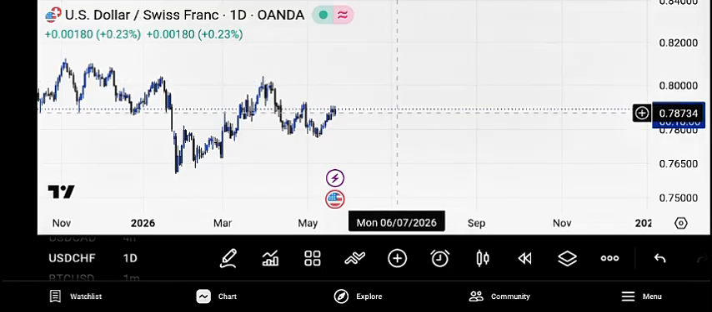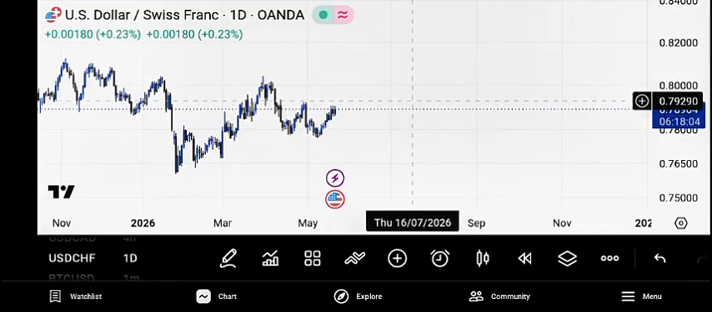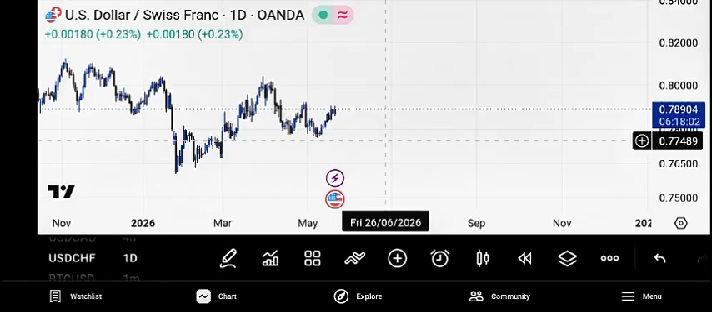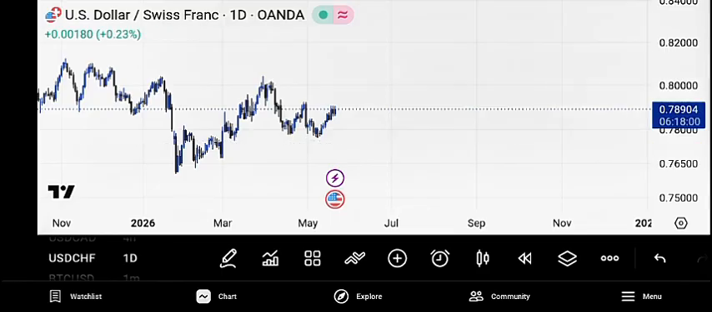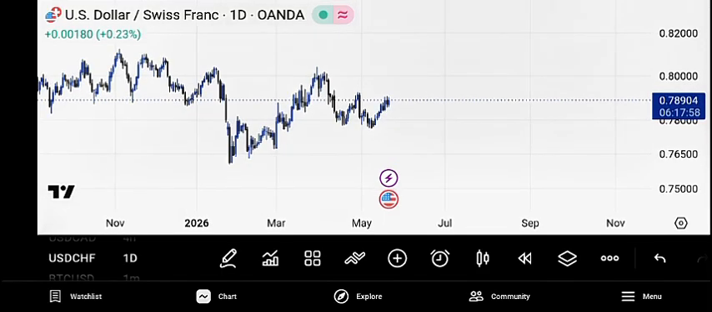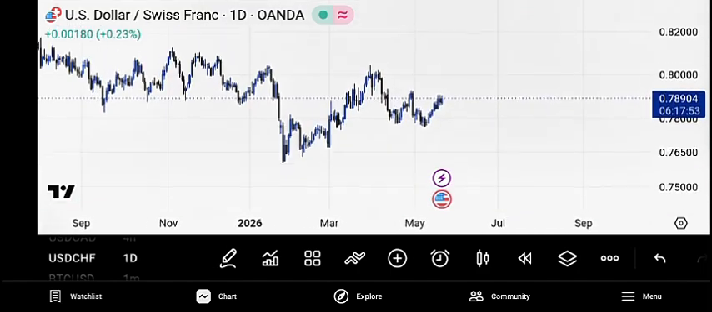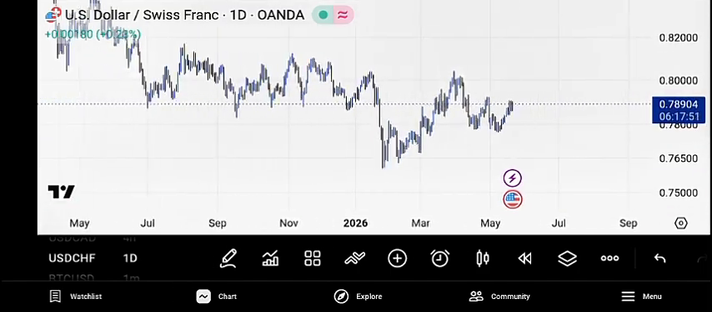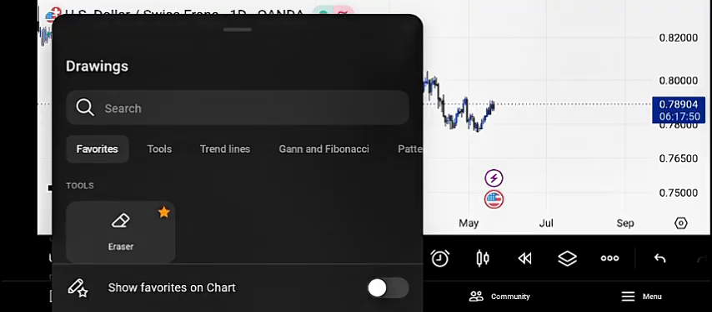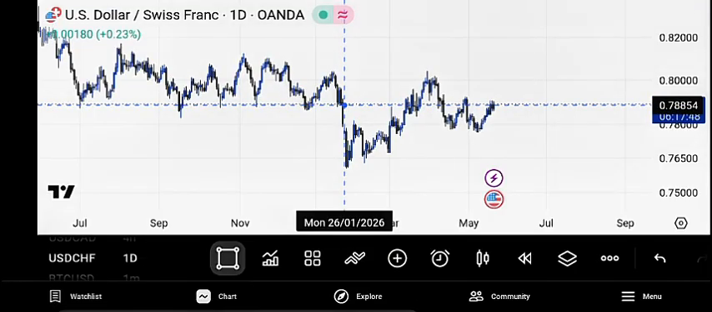But I don't love drawing lines. Because of you guys, I'll show you a few things on how the market is doing, what the market is currently doing right now. Let me show you what the market is doing using the toolbox. Just look at where the market is falling.